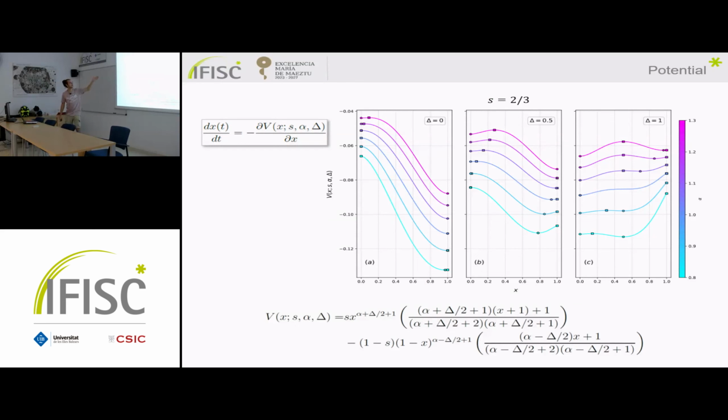And what we see at delta equals 0 is the biased Abrams-Strogatz model, with s equal 2/3. So we have coexistence states up until alpha equals 1, and above that we have a bistability between existence or extinction of the two languages with an unstable fixed point between them.